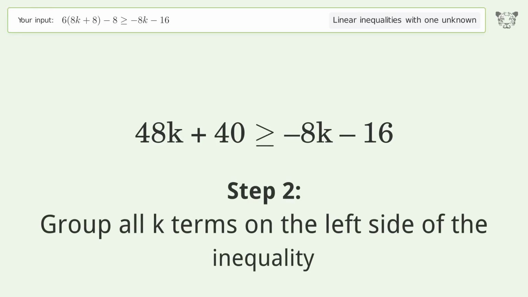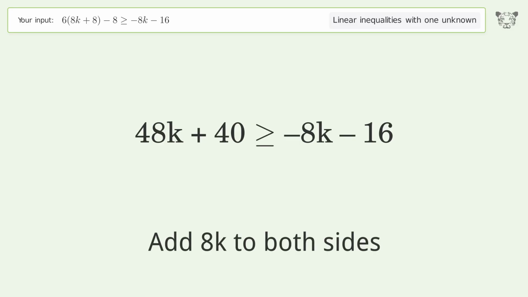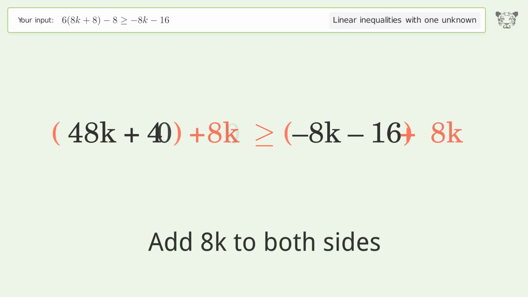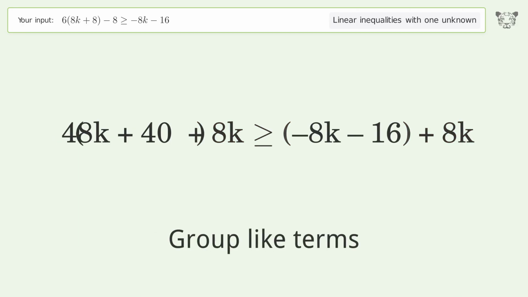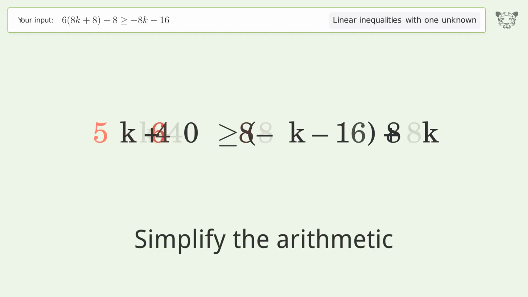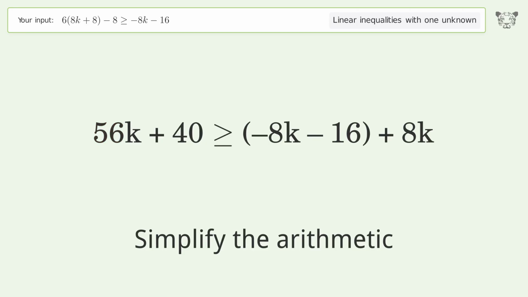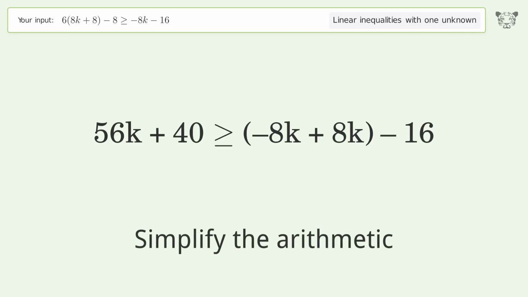Group all k terms on the left side of the inequality. Add 8k to both sides. Group like terms. Simplify the arithmetic. Group like terms. Simplify the arithmetic.